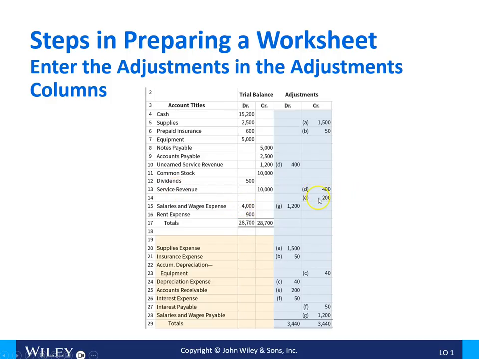For service revenue, we have two entries, a 400 and a 200. D is the first one. We credited service revenue 400. The debit is going to be up above to unearned service revenue. So that's the D there. That's the 400 that matches. E, $200. I don't see an E up here, so if I look down to where the E is, there's a debit to accounts receivable for $200. That's the adjusting entry. Debit, accounts receivable, credit, service revenue. So that's how you would read that column. And again, total of debits equal the total of credits.